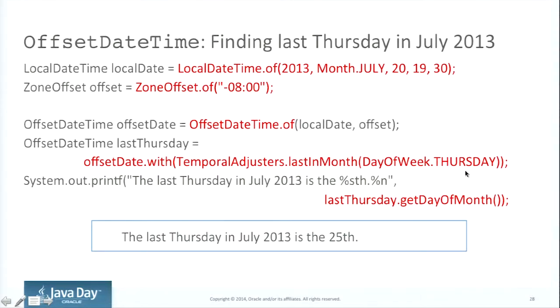So what I'm doing is calling the last Thursday of that particular month, and I'm creating a new date and time from which I print out what it is. I get the last Thursday for that.